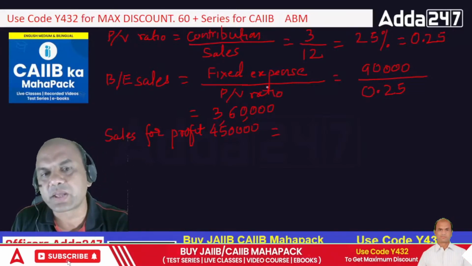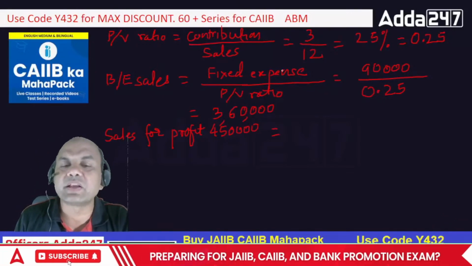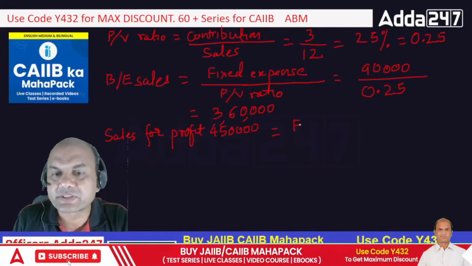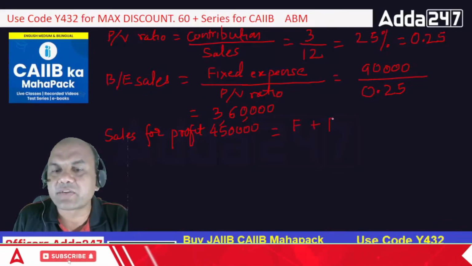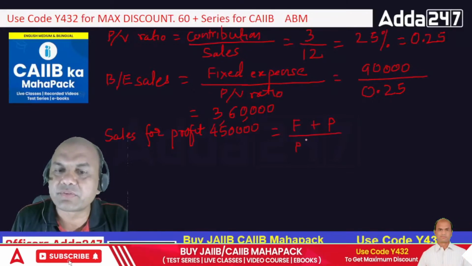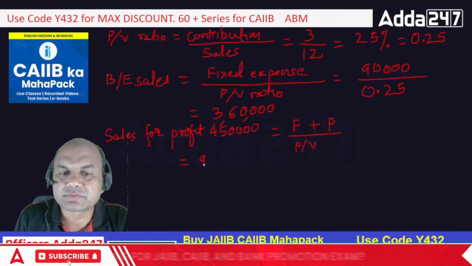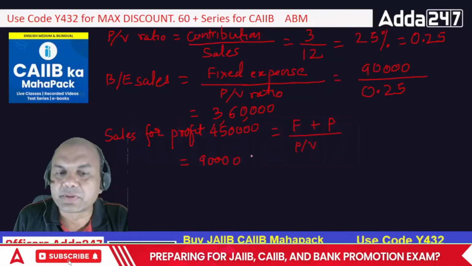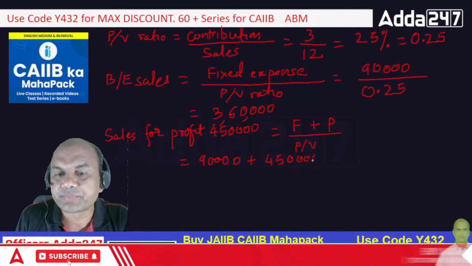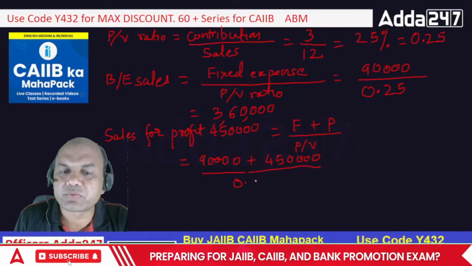Only the point over here is, what is break-even sales? Break-even sales means there is no profit involved. But here they have given the profit. So what will I do? I just add this profit over here. So fixed cost plus required profit, F plus P, the whole upon PV ratio. F plus P is fixed cost, that is 90,000, plus P, which is 4,50,000, this much is the profit required, upon PV ratio, same, 0.25.